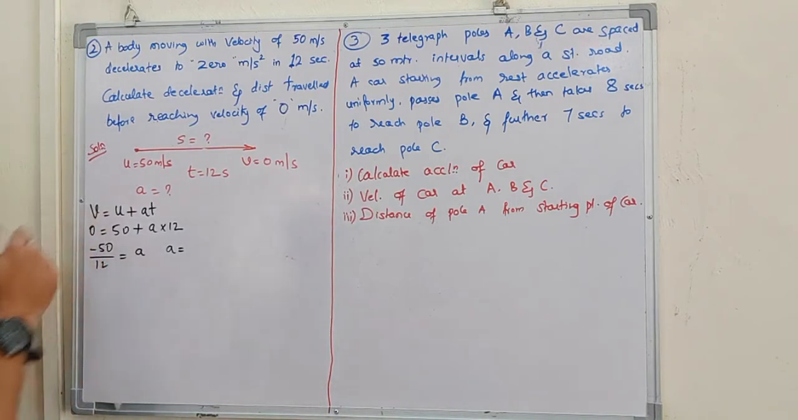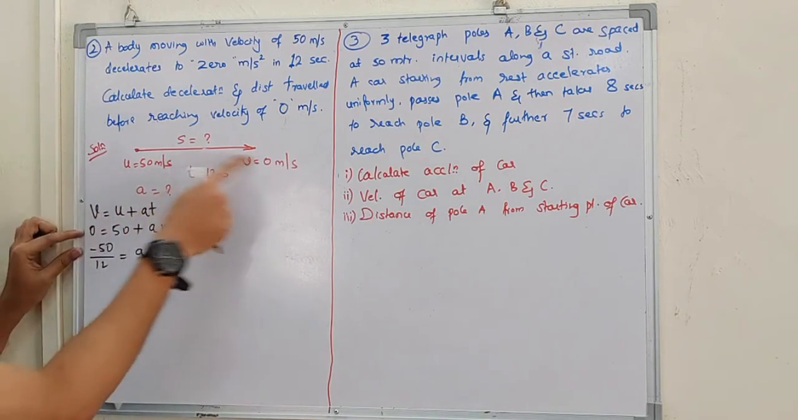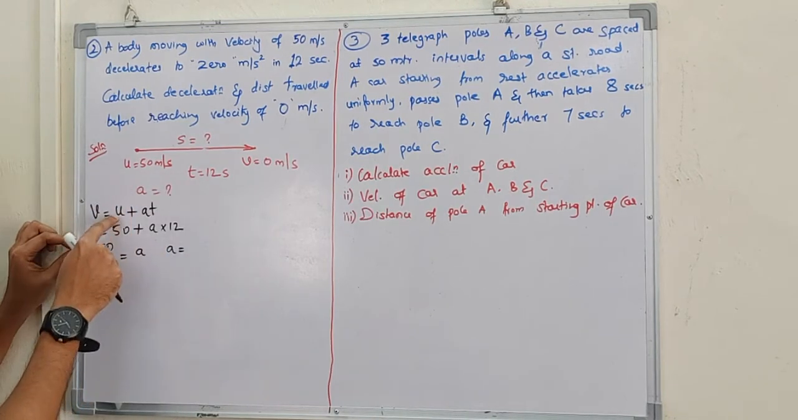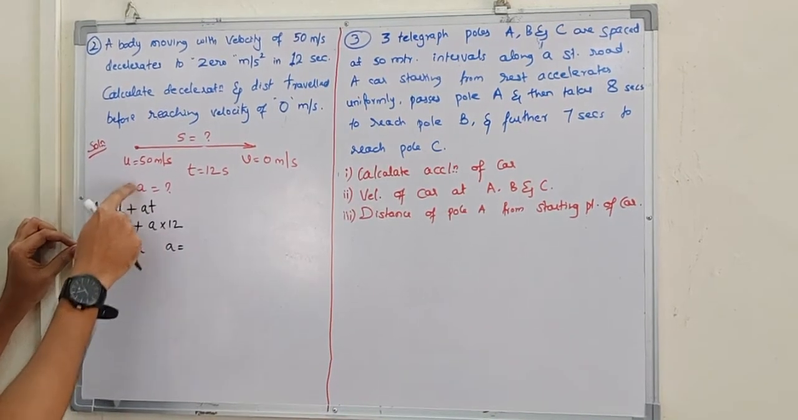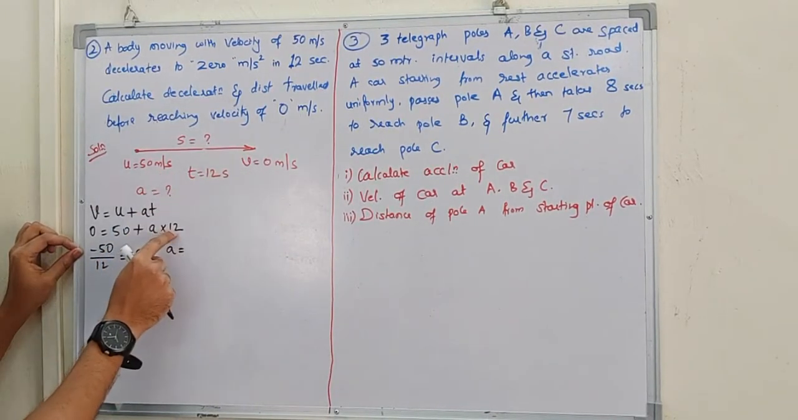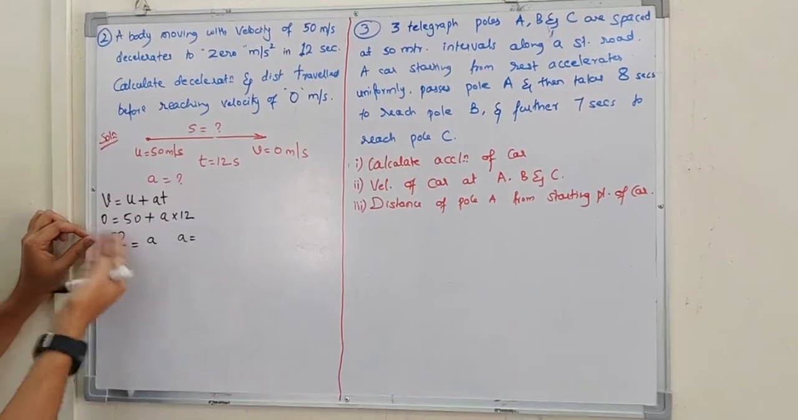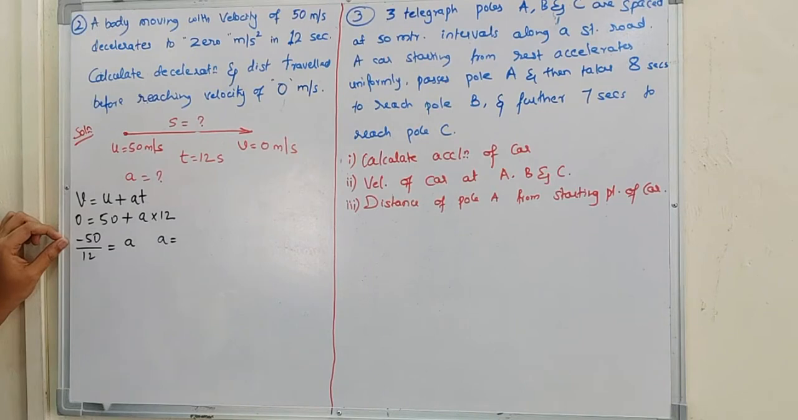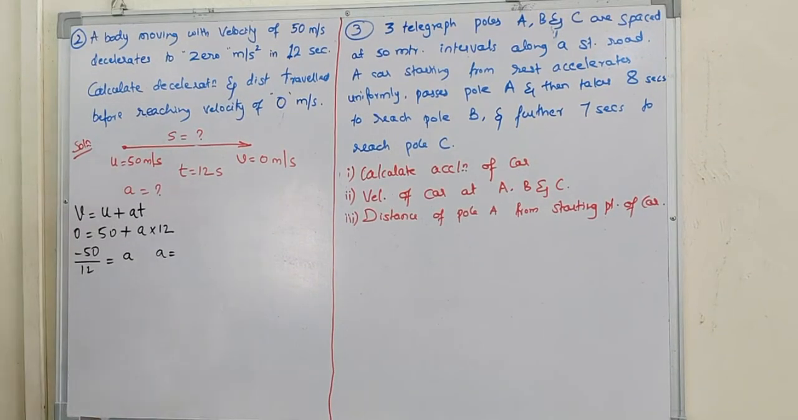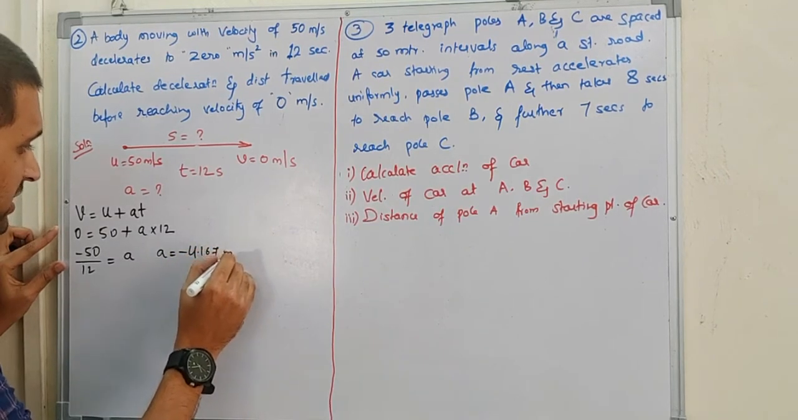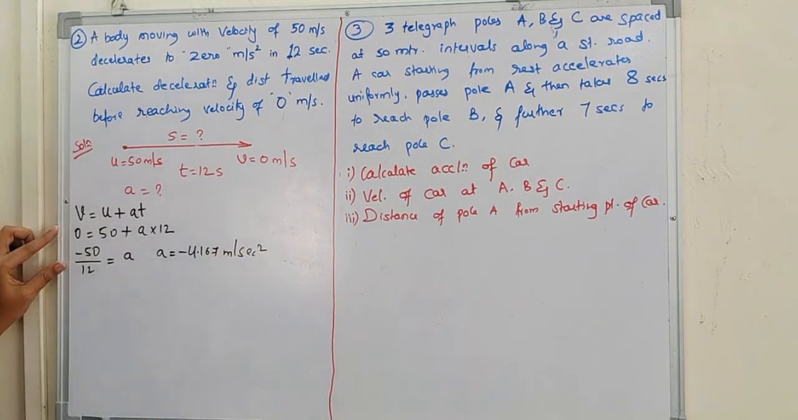Now for that we will be using the first basic equation, v is equal to u plus at. Now the final velocity, which is 0 meter per second, the initial which is told as 50 meter per second, plus a, the acceleration, the deceleration which you have to calculate, and the time interval told is 12 seconds. So now substituting all of this, check how much acceleration you will be getting. So it will be minus 50 by 12. So you will be getting minus 4.167 meter per second square.